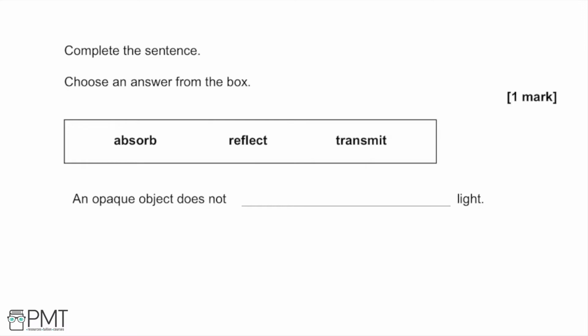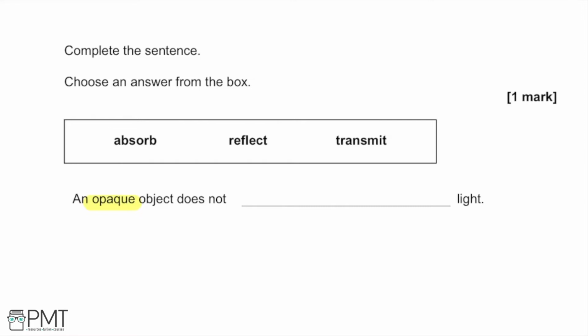So now for this part of the question, we're asked to complete the sentence by choosing an answer from the box. So we've got the word absorb, reflect or transmit. And the sentence is: an opaque object does not do something to light. So we've just been dealing with transparent objects and we know that they're see-through, they transmit light. Now opaque is going to be the opposite to transparent. So opaque objects are objects that do not transmit light.